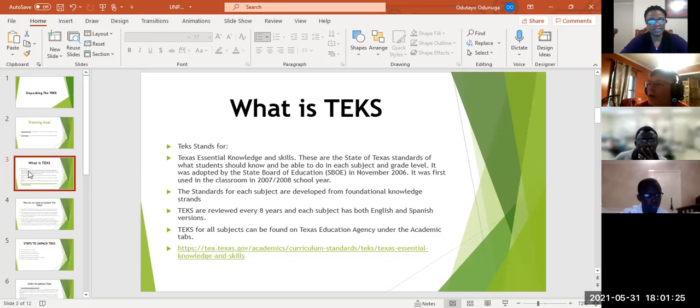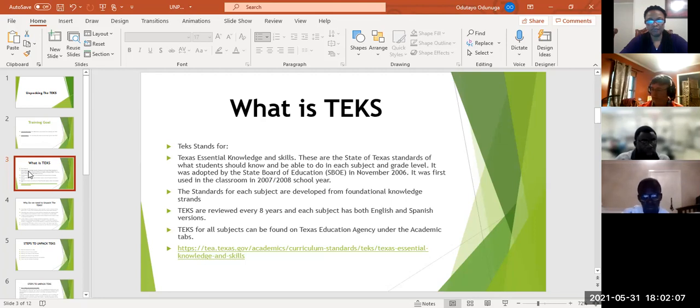What is TEKS? TEKS stands for Texas Essential Knowledge and Skills. These are the state of Texas standards of what students should know and be able to do in each subject and grade level. It was adopted by the State Board of Education, the SBOE, in November 2006. It was first used in the classroom in the 2007-2008 school year.